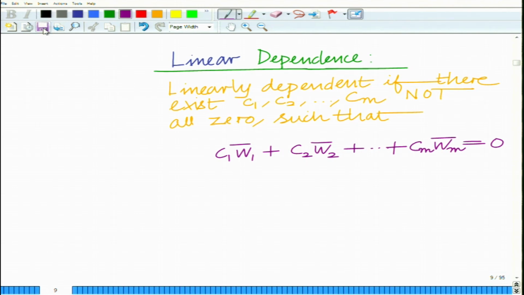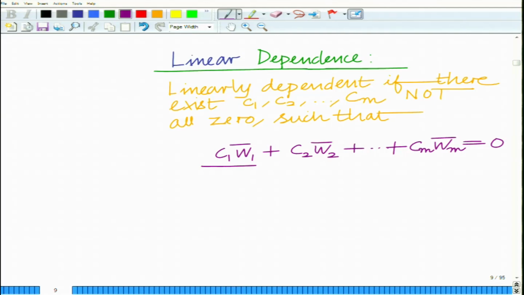So, if there exist these weights c1, c2, cm such that not all of them are 0 and the linear combination of the vectors w bar 1, w bar 2, w bar m is 0, then these vectors w bar 1, w bar 2, w bar m are linearly dependent. Okay. So, this is basically a linear combination.